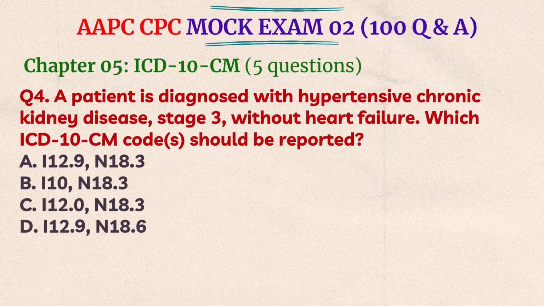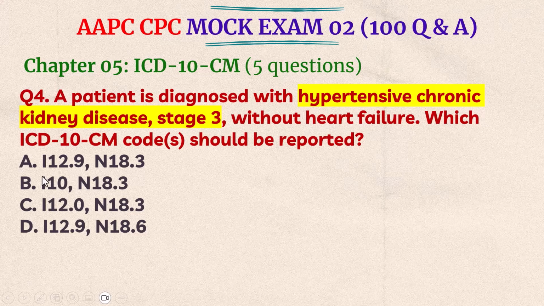Question number 4. A patient is diagnosed with hypertensive chronic kidney disease, stage 3, without heart failure. Which ICD-10-CM codes should be reported? So there are 4 answers available. Take your ICD-10-CM code book and find the answer. Here you have to highlight this is hypertensive chronic kidney disease stage 3. When you look at the answers, each answer has 2 codes and all codes are adjacent codes. So you can use the elimination method to find the answer.